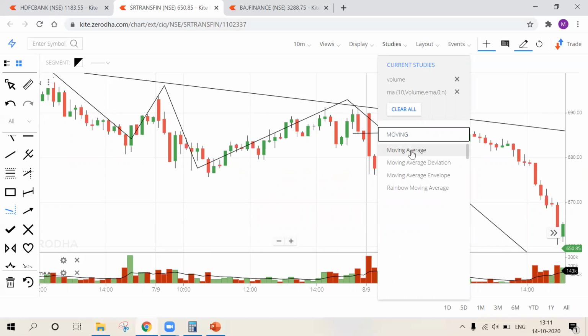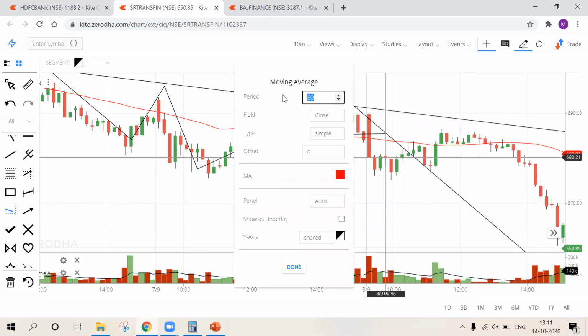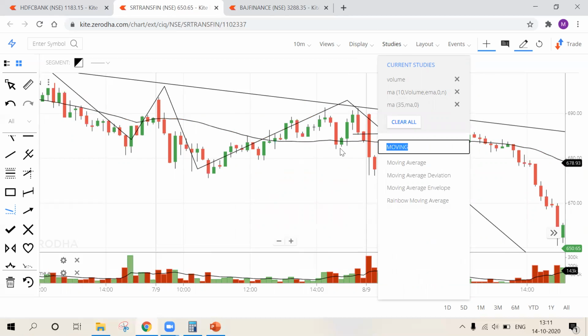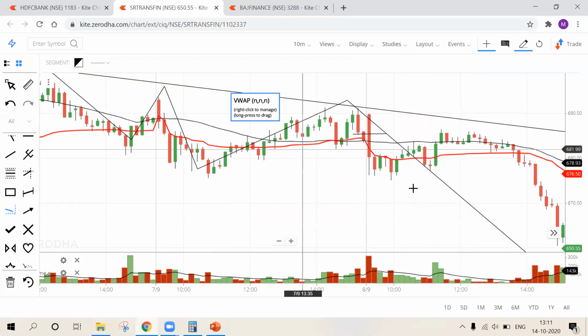Okay. Moving average and the value should be 35. Color should be black. Done. I'll also add VWAP. Done.